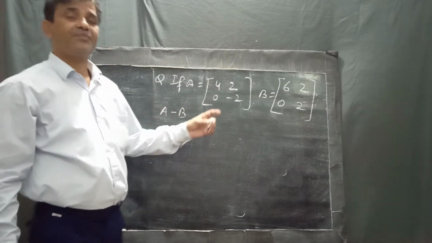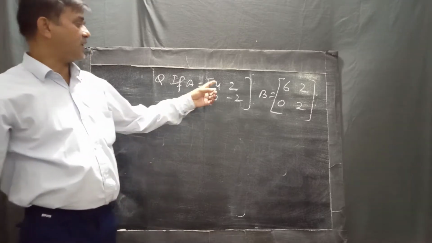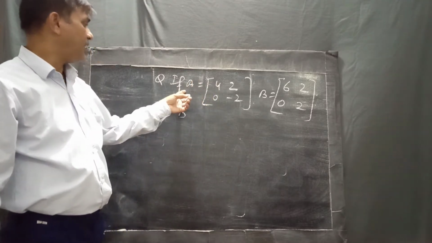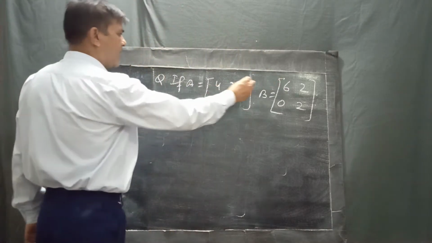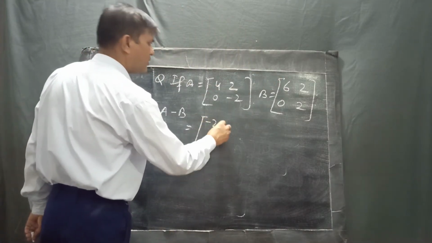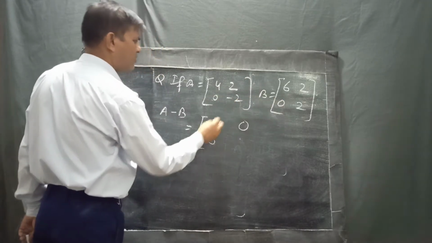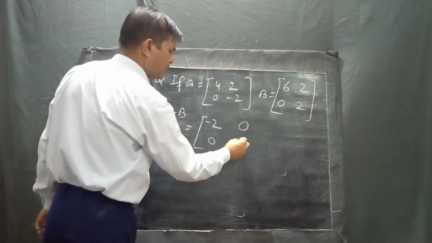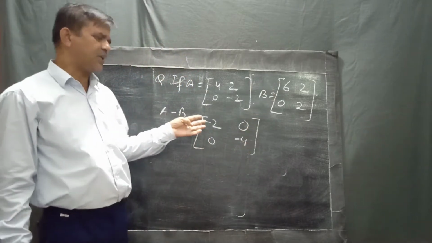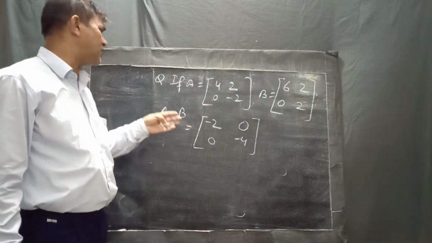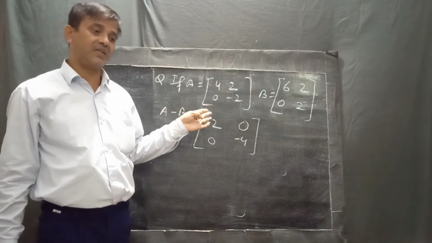So there is a question based on subtraction. First row first column from A and first row first column from B. So this is 4 minus 6, that is minus 2. 2 minus 2 is 0. 0 minus 0 is 0. Minus 2 minus 2 is equal to minus 4. So this is the important or expected question regarding the topic matrix, which is based on subtraction.